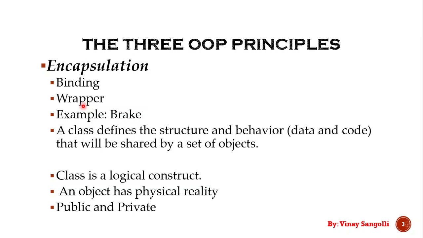Say for example, you order a mobile phone. When you order a mobile phone, how do they give it? Inside the box you will be having a mobile phone, a charger, and n number of documents and all that. But outside it is just a wrapper. That is nothing but your encapsulation.